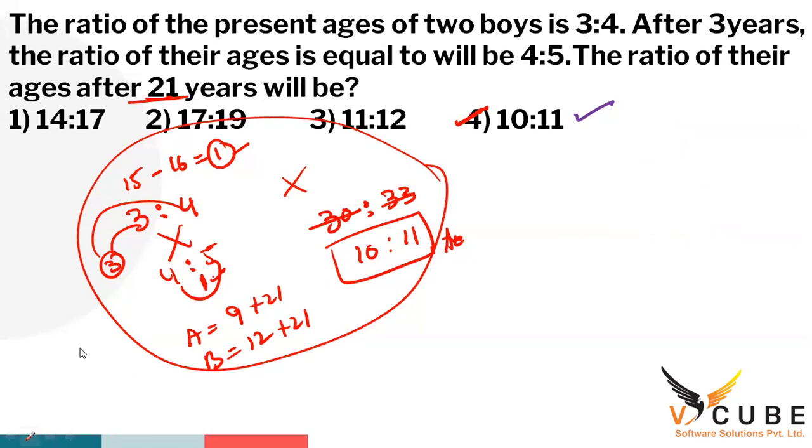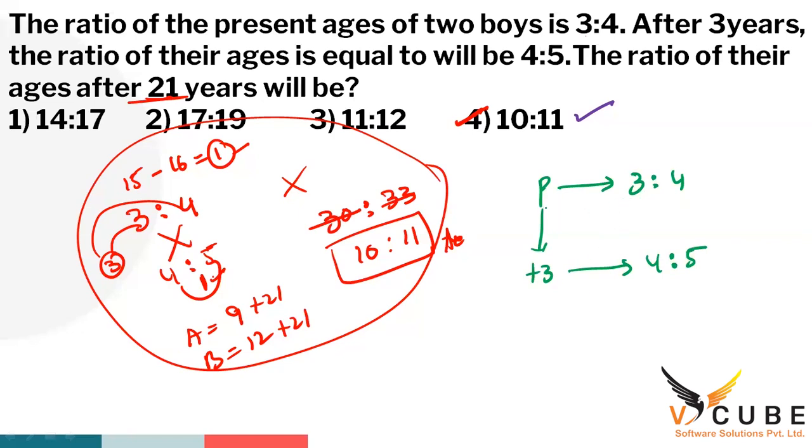21/3. Yes, very good. The present age ratio is how much? 3:4. Okay, after 3 years, the ratio is how much? 4:5. Okay, look at the screen, guys, here.